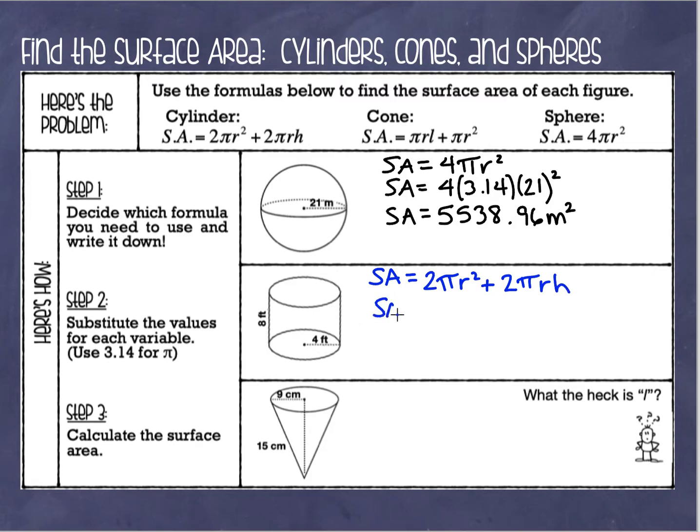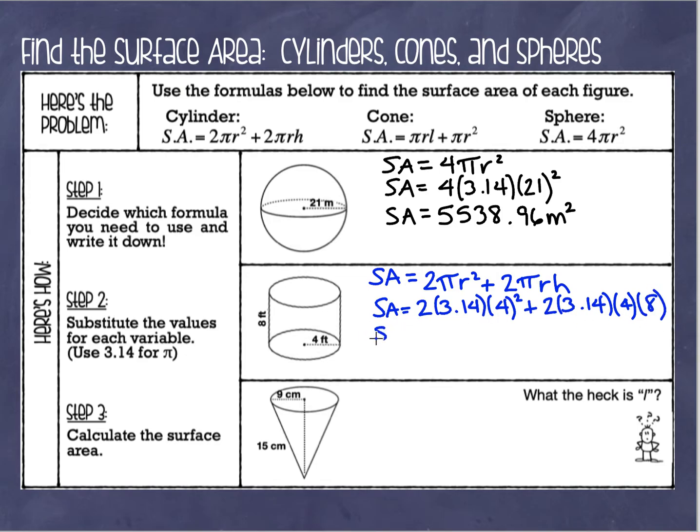Okay, here we go. Let's start filling in some numbers. So we're going to do 2. Pi is going to be 3.14. The radius of this cylinder is 4, right? Halfway through the circle to the second power. Then we're going to add 2 times 3.14, right, because that's pi. The radius again is 4. And the height of the cylinder is how tall it is. That is 8. So we have all of this we have to multiply together.